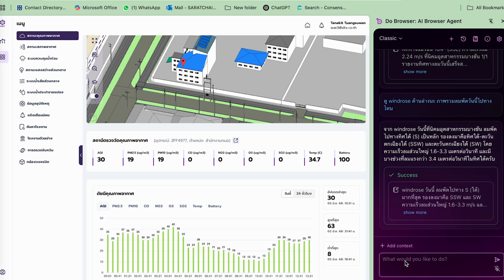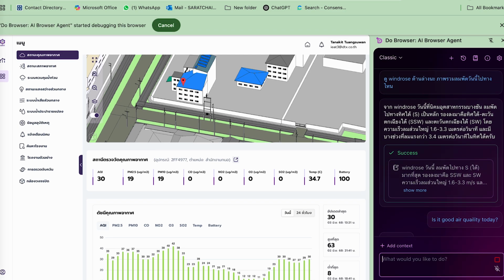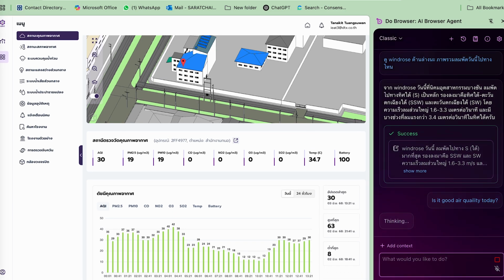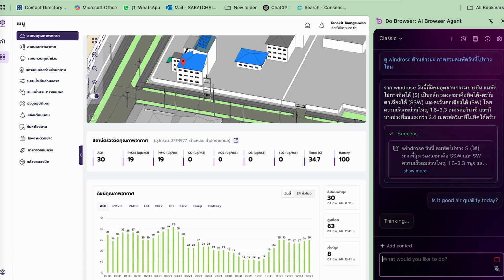So I just put AI inside, and if you don't understand any parameters, just ask AI. This is a demonstration where I just ask AI: is it good air quality today? Because I don't understand AQI. So AI just explained that, okay, now the AQI is 30, so it's not bad.